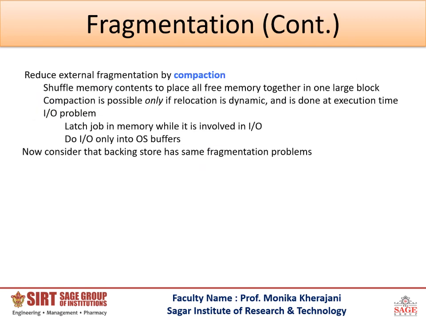We can reduce external fragmentation by the compaction technique. Compaction means what? We will shuffle all the memory contents to place all free memory together in one large block. Compaction is only possible if the relocation is dynamic, and it is done at execution time. But this technique is very complicated because we need to change the addresses of each process and then combine all the empty blocks at one end.